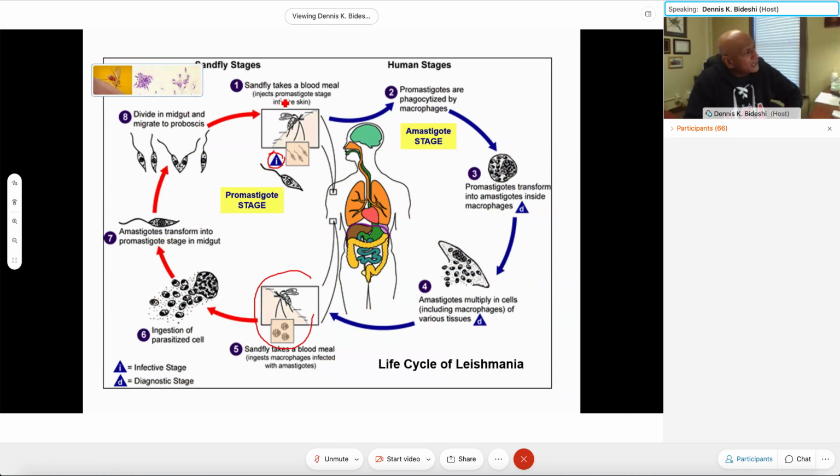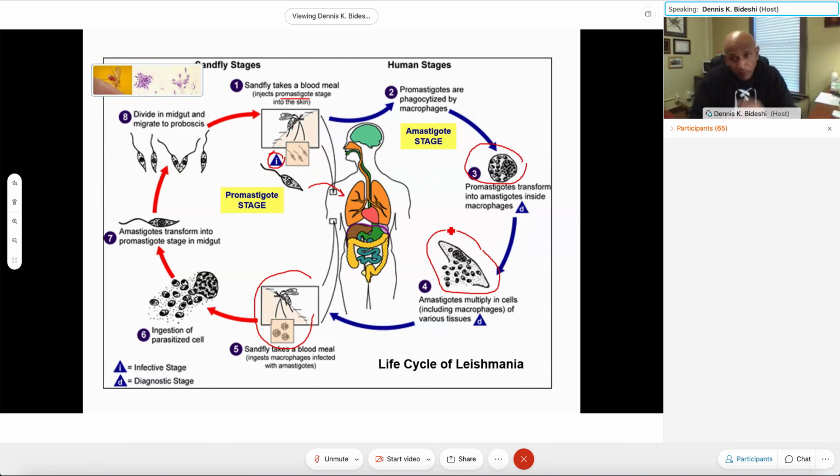The infective stage is a promastigote. All right? So this is a promastigote. The sandfly comes by, it bites a human. Now this is in the bloodstream or the skin. What happens in the skin or in the liver, for example, here's what develops. That parasite becomes an amastigote. So this is the diagnostic stage.